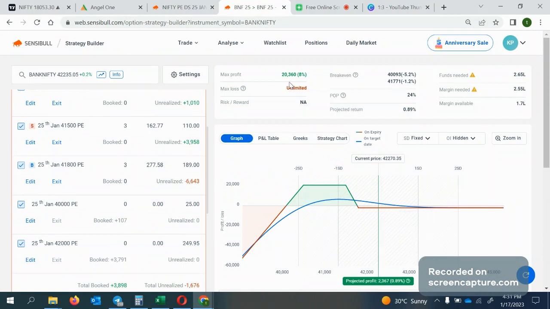I look towards mitigating my loss. Yes, this is unlimited, but that unlimited loss will start only when the market goes 6.8%. Check this here, 5.2%, guys. Basically, we now have a safety of almost 5%, because I've done the adjustment. So now my loss will start.